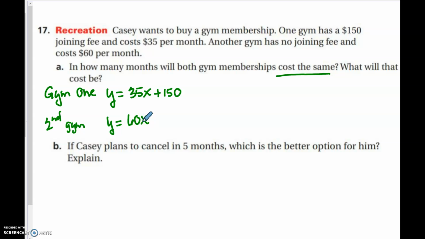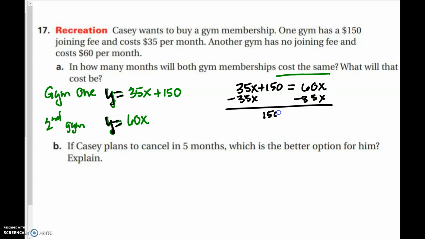Well, if you're only going to join for 1 month, then the second gym's better. Okay, but if you're going to go for 2 years, my guess is the first one is going to be better. So let's see when they're the same. So because they both say y equals, that means that they have to be equal to each other at some point in time. So when is that? So when we subtract 35x from both sides, we get 150 equals 25x. Now when we divide by 6, we get, whoops, I did that wrong. Sorry, 25. I'm doing my math in my head and writing the wrong thing down here.